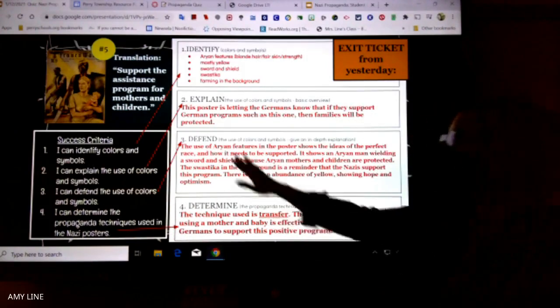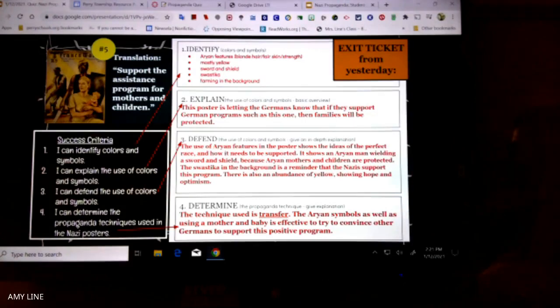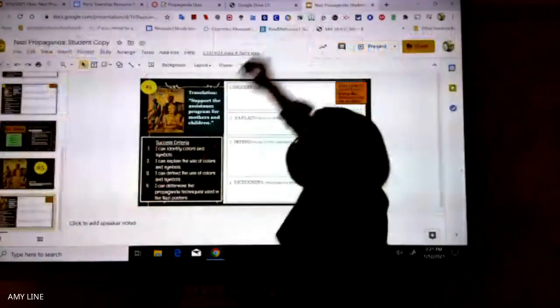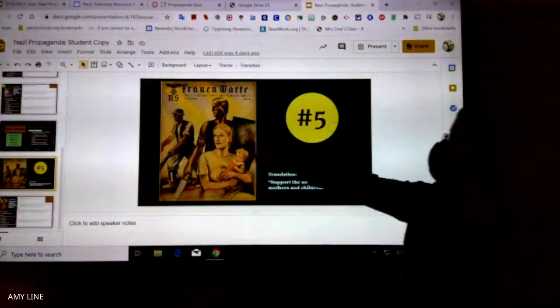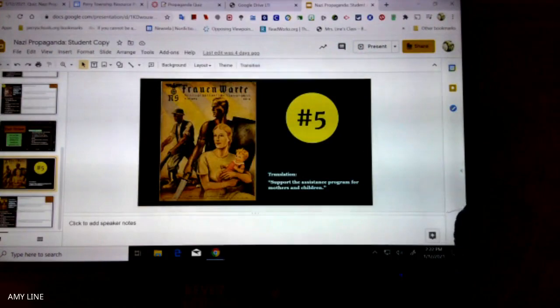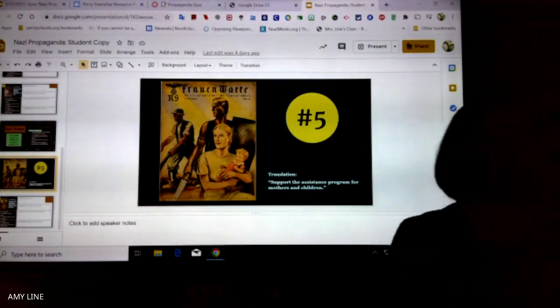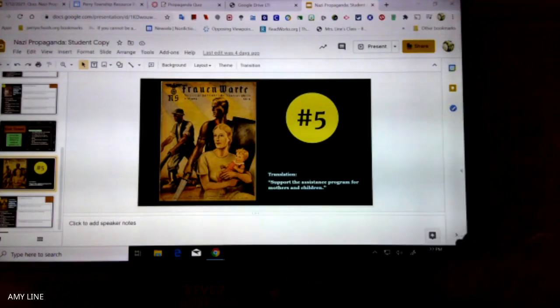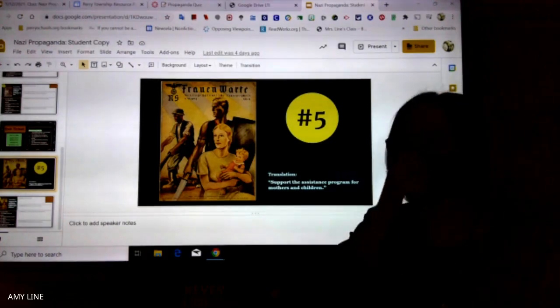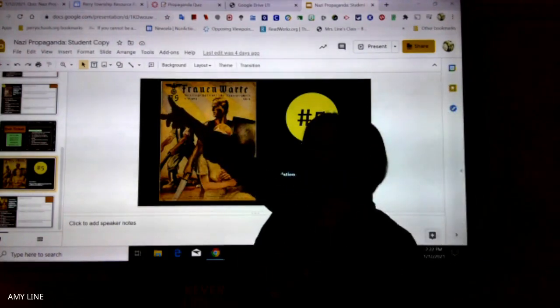What other symbol leads to that idea of protection? What in here, folks at home and here in class, what other symbol, and I'll make it a little bigger. What other symbol in that propaganda leads you to think protection? What do you think? Okay, the swastika, that. Okay, maybe.